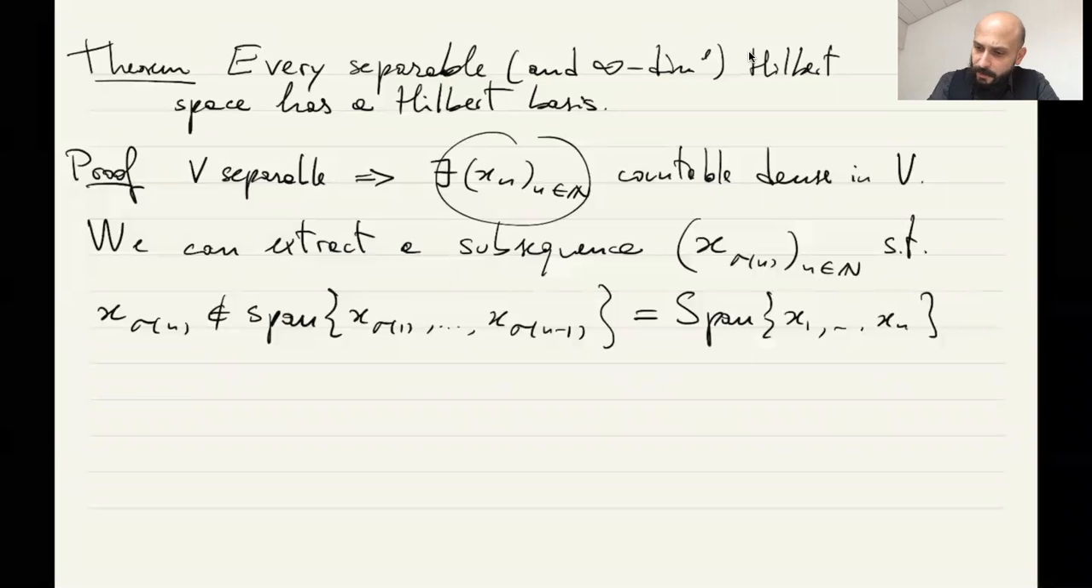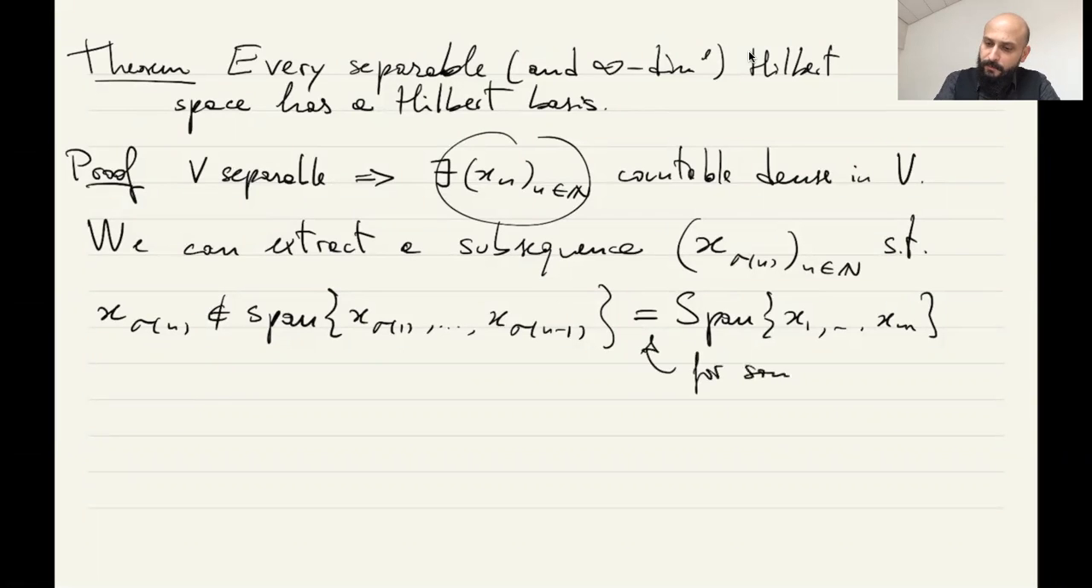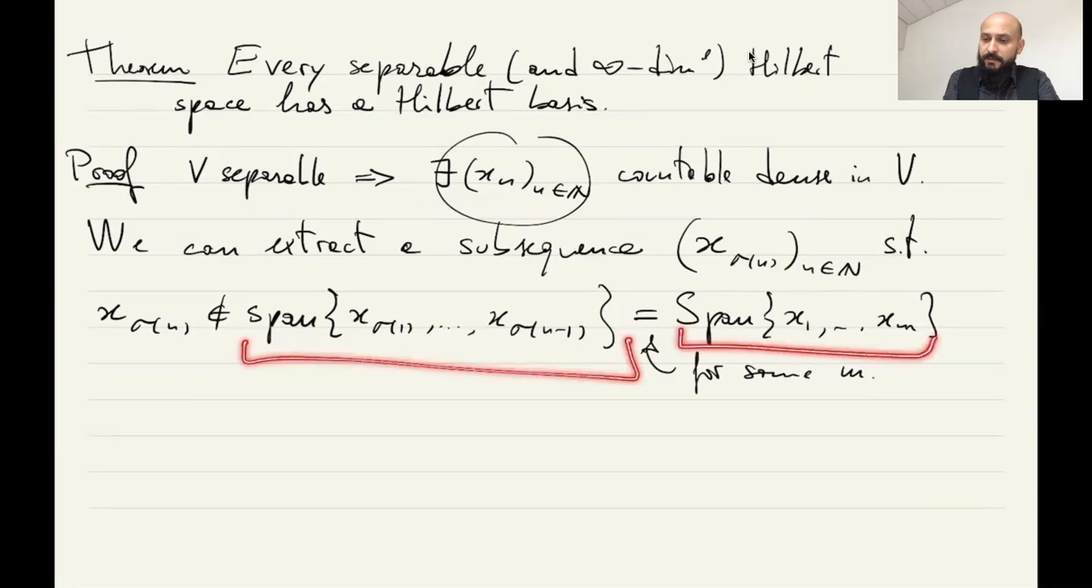Okay, maybe it's not the same m, but for some n. For some n. So, in other words, but let's pay attention. We are not requiring anymore this to be dense. Actually, very different, right? Because we are removing a lot of these vectors. Okay, but what they span as a finite set is the same set.